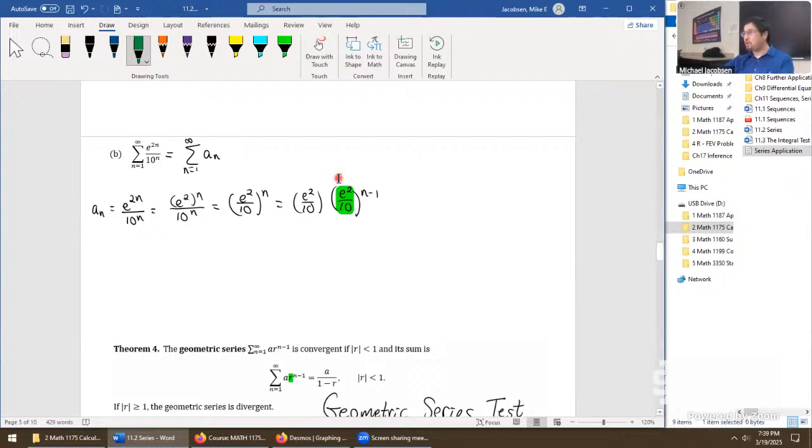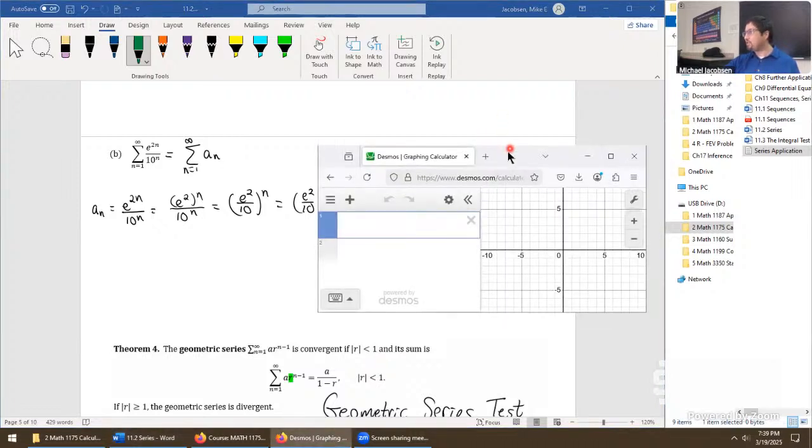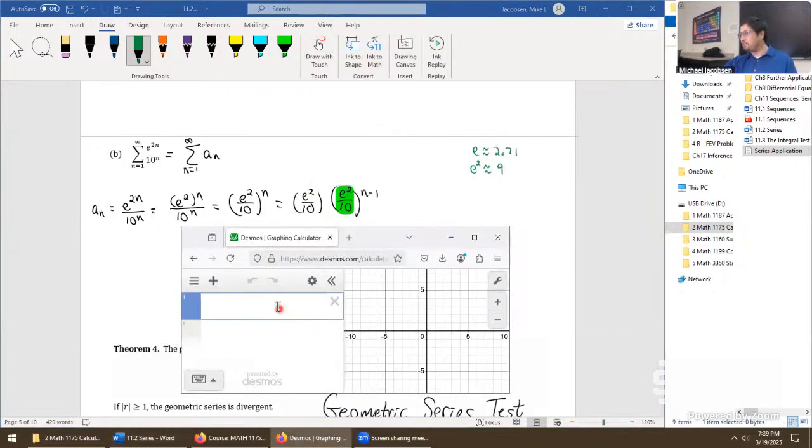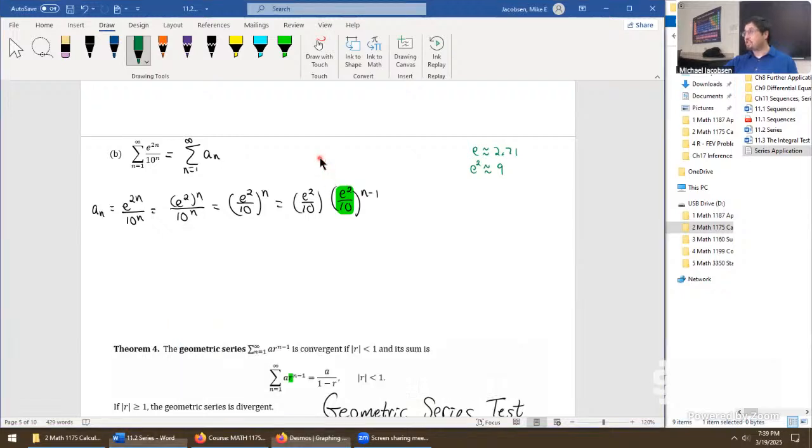Looks kind of funny though, e squared over 10. A couple things you might do is just write out what e is, which would then mean e squared is approximately, really roughly, approximately 9. And that tells you, yeah, this is not exactly 9/10, it's approximately 9/10, but it's definitely less than 1. Or instead of doing some weird estimate methods, you could just throw it all into a calculator. e squared over 10 gives us 0.73. So we're looking at convergence.